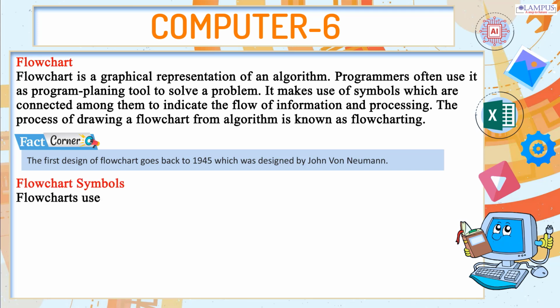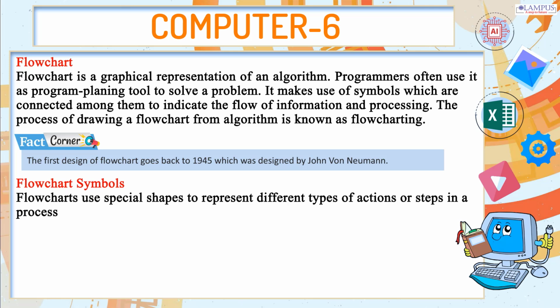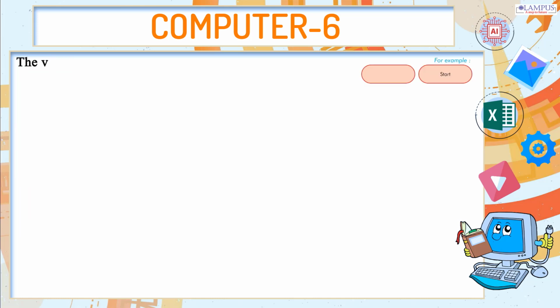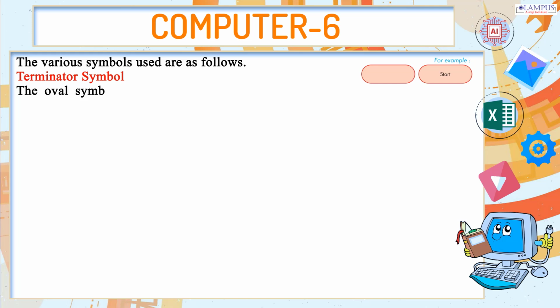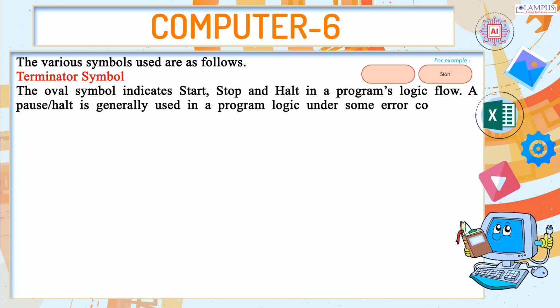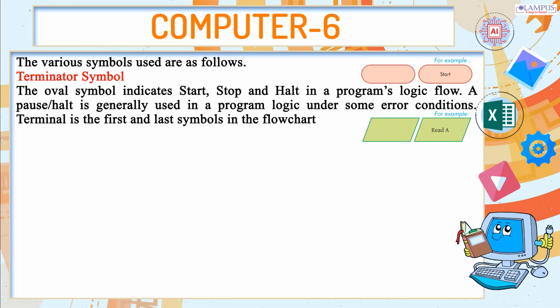Flowchart symbols. Flowcharts use special shapes to represent different types of actions or steps in a process. Lines and arrows show the sequence of the steps and the relationships among them. These are known as flowchart symbols. The various symbols used are as follows. Terminator symbol. The oval symbol indicates start, stop and halt in a program's logic flow. A pause or halt is generally used in program logic under some error conditions. Terminal is the first and last symbol in the flowchart.